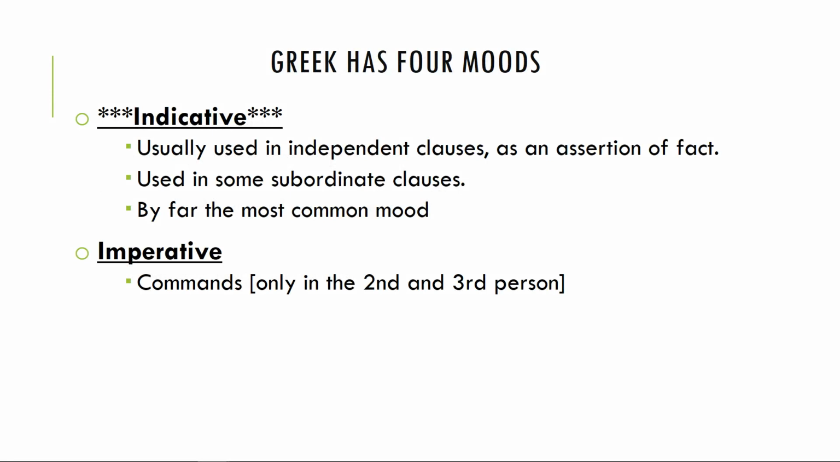Mood, Greek has 4 moods, and we are going to concentrate on the first one for quite a while now, and that's the indicative, the plain old normal assertions of fact used in independent clauses for the most part, some subordinate clauses, very, very common. This is all we'll be doing for quite a while. Imperative is for commands, only used in the second and third person. You go do this, or he must go do this. Easy to spot generally, not that big a deal.